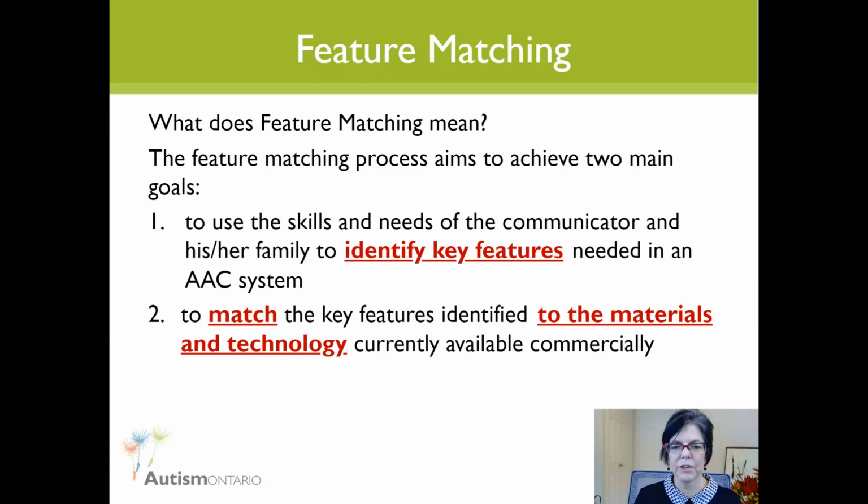So feature matching means that you're going to achieve 2 main goals. You're going to use the skills and needs of the communicator and the family to identify key features that are needed in an AAC system. So things like, does it have a child's voice or an adult's voice? Does it have a male voice and a female voice? Can it grow along with the child? Can I change the layout or the organization? Does it have external speakers? Can I program it without having to take the tablet away from my child? Things like that, those key features.